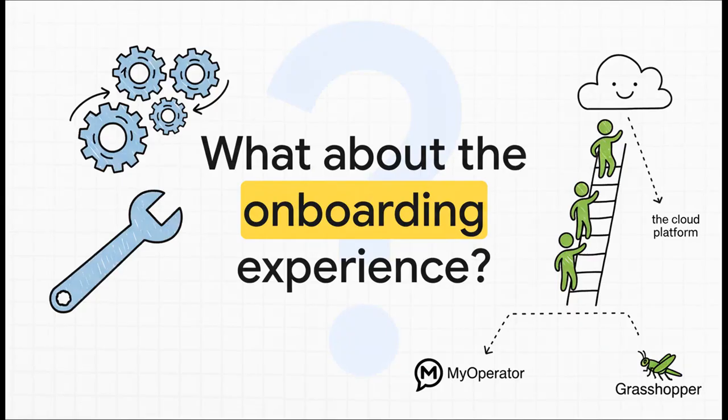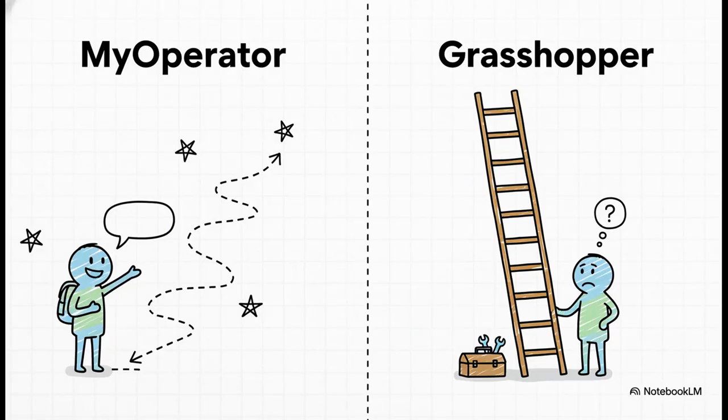Okay, that's cool. But even the best tool in the world is useless if setting it up is a nightmare. So, what's the onboarding experience like? How do you actually get your team up and running on these things? And here we see that difference in philosophy again. The source says MyOperator gives you guided onboarding and helps you with the setup. Grasshopper, on the other hand, is described as being completely self-service. Which one's better? Well, that really just depends on your team. Do you have the tech know-how to do it yourself, or do you want someone to hold your hand through the process?